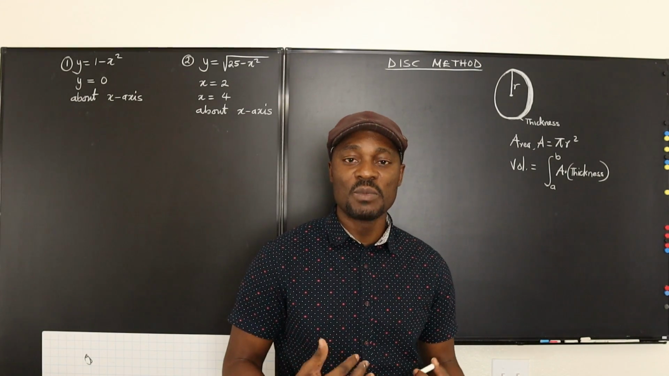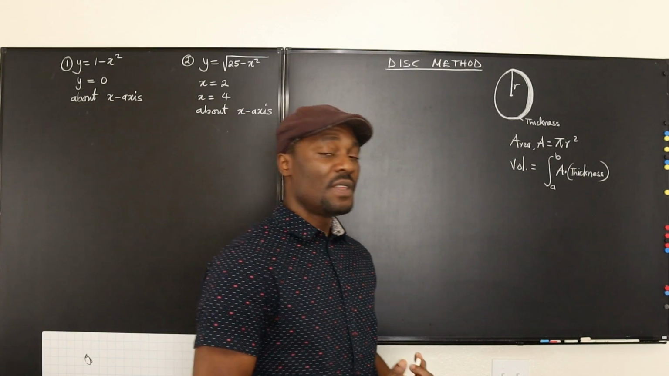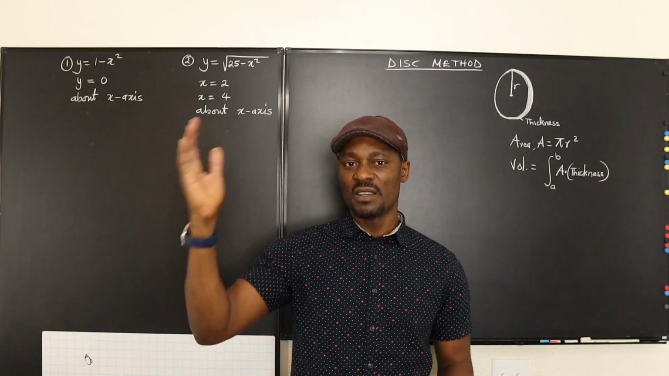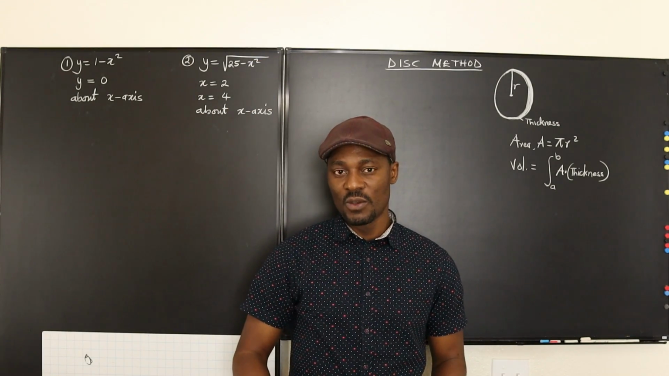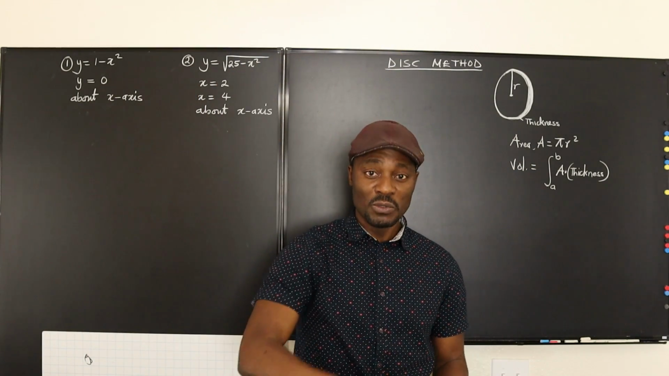So this time we're going to be talking about finding the volume of the solid that is generated when you rotate a curve or a line about another line. Well, you see my hand gestures. That's usually what you would do when you rotate.